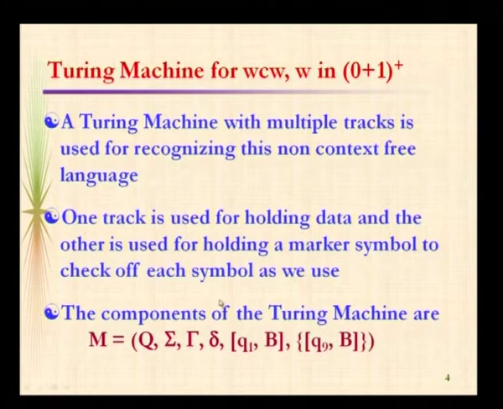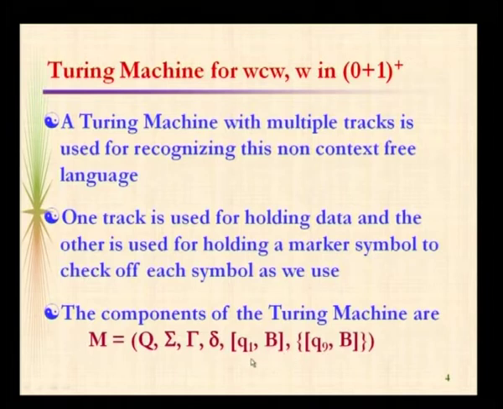Now look at the various components of the Turing machine. First of all, we have the set of states, then the input alphabet, sigma, then the tape alphabet, gamma, then delta, the transition function, which has all the transitions needed for the recognition of a string of the form WCW. Then we want the starting state and the final state.